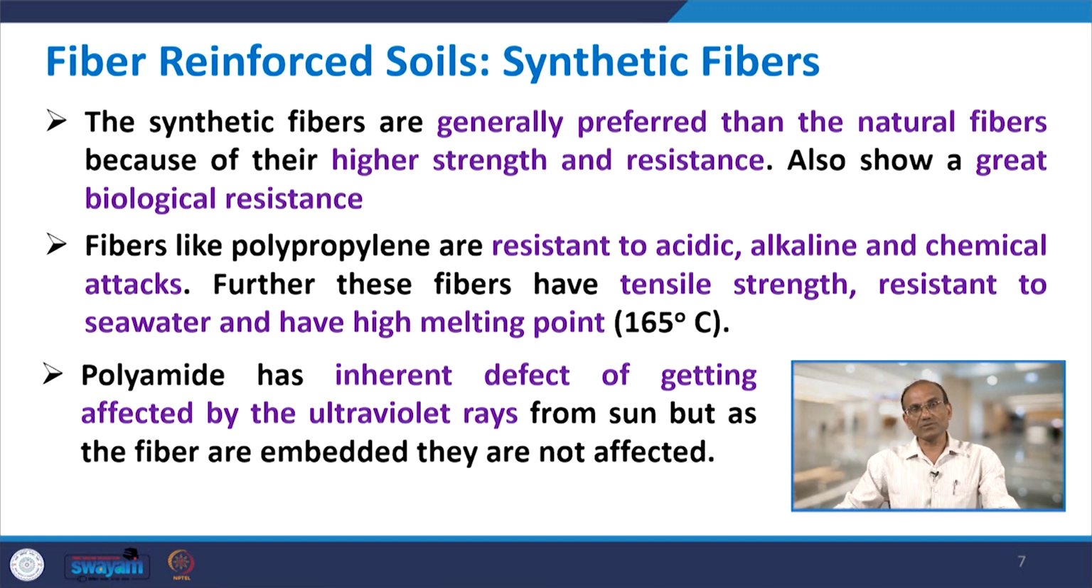Synthetic fibers may be a bit expensive compared to natural fibers, which are mostly waste, so it is a waste to wealth. So, natural fibers can be used, but synthetic fibers have the advantage because of higher strength and resistance. For example, fibers like polypropylene are resistant to acidic, alkaline and chemical attacks. Further, these fibers have good tensile strength, are resistant to sea water, and have a high melting point, as high as 165 degrees centigrade. So, if temperature is high, no problem.